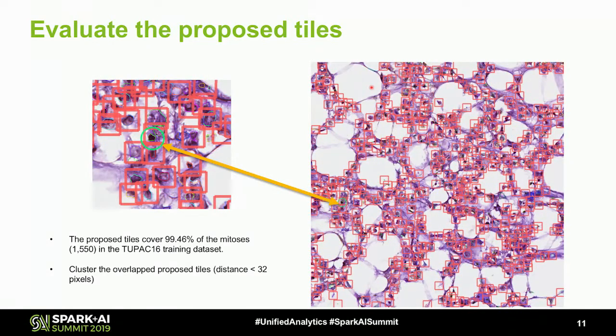And we also want the model to keep the training dataset labels. So we evaluate this output on the TUPAC 16 training dataset. And we found that it can keep about 99.64% of the training dataset labels. So that means the first model can efficiently remove the background area, but also keep the training dataset labels. That means it can keep the mitosis for the second classification model.